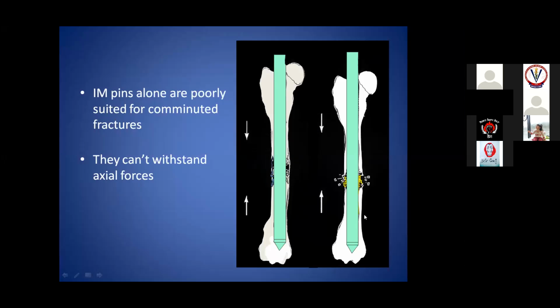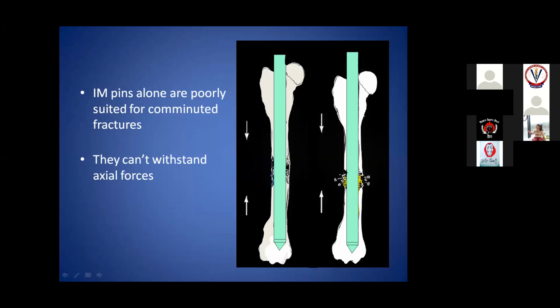when the animal starts walking, these forces will act at the fracture site, and because this is a simple intramedullary pin, it cannot withstand the axial compression forces, and there is every possibility that the fragments will collapse over each other. See here, earlier, immediately after surgery, there is a lot of gap between the two major fragments. Now, because the pin failed to withstand the axial forces, that gap has reduced here, and that means there is a collapse of the fracture site.